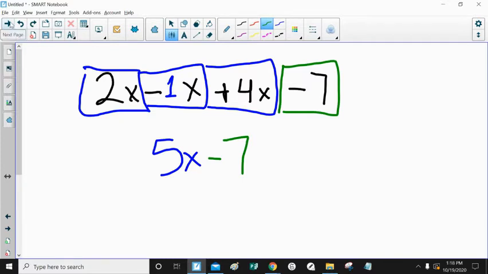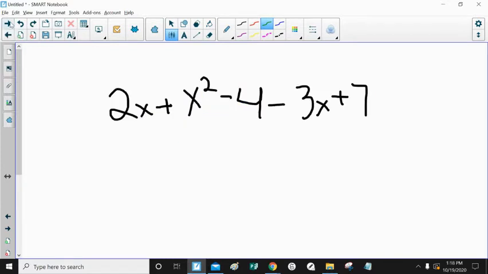So let's try another expression. We have 2x plus x squared minus 4 minus 3x plus 7. So the first thing I'm going to do is pick a color for each family of terms. I have 3 different terms here. I have my constants, which are just the numbers. I have my terms with the variable x, and I have my term with the variable x squared.